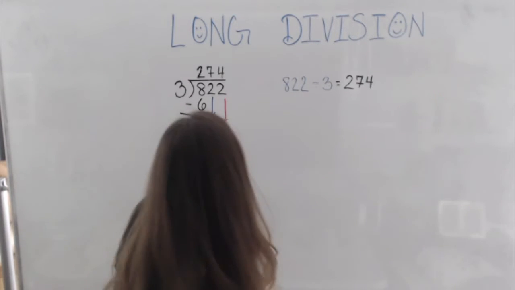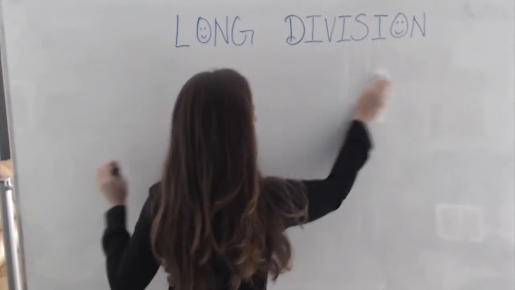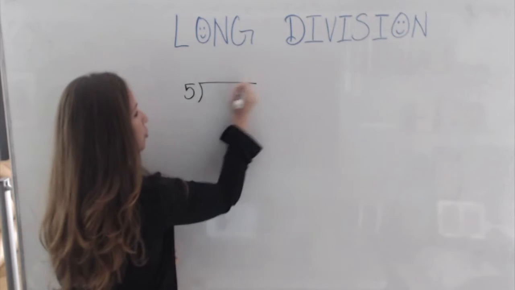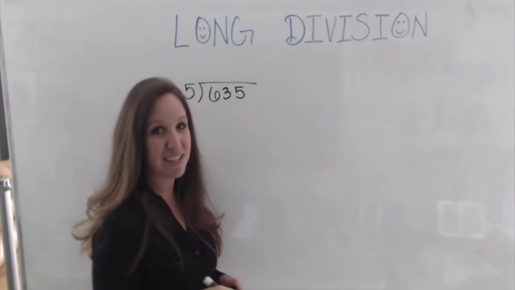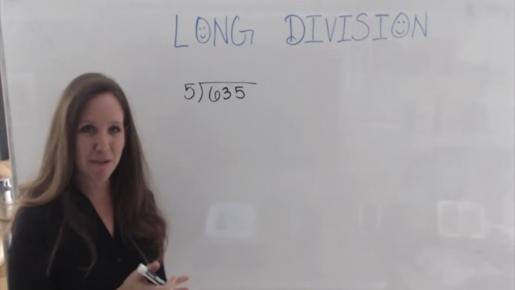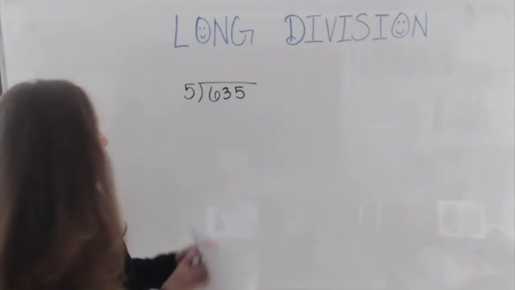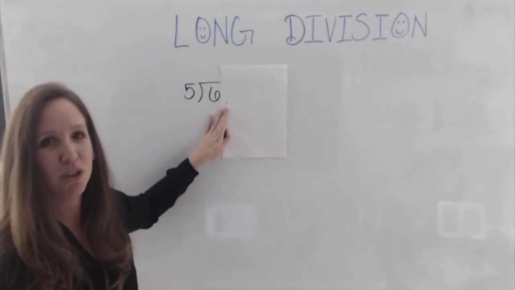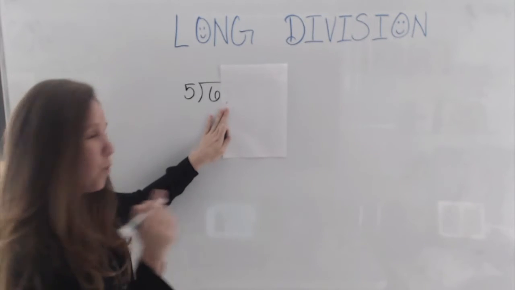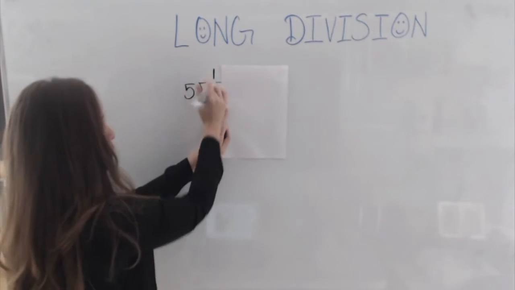Let's try some more. Let's do problem number 2 from your classwork assignment. Number 2 says 5 goes into 635, or I can read that as 635 divided by 5. We're going to do the same thing we did last time. We look just at that first number first. How many times does 5 go into 6? Once. And we put a 1 up top. And then 5 times 1 is 5.